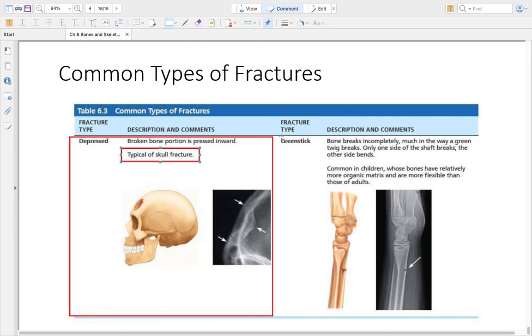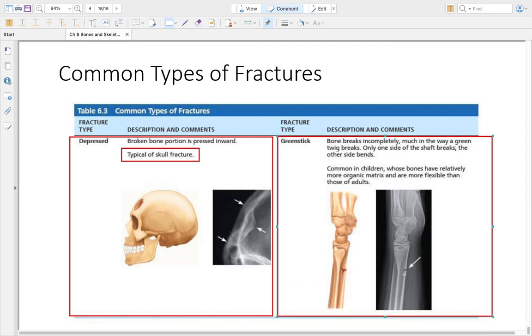All right, a green stick. This is when the bone doesn't break completely and only one side of the bone breaks. This is more common in children than it is adults because of their bone structure having more cartilage and being more flexible.